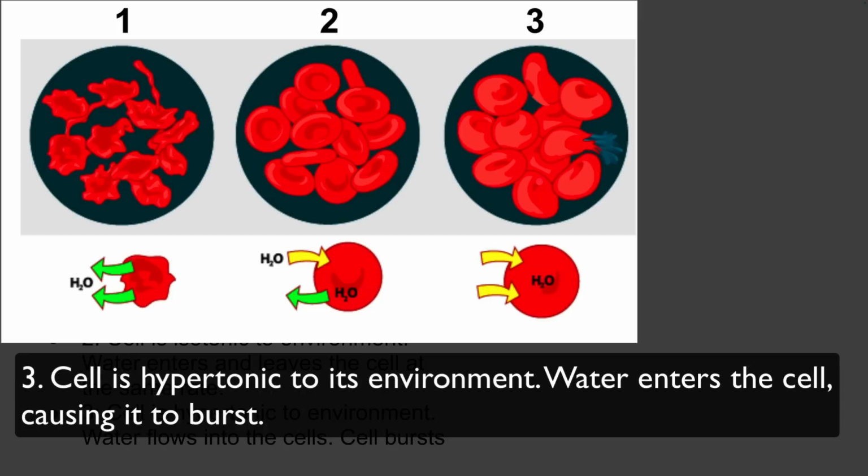And in situation 3, the cell is hypertonic to its environment, and therefore water is flowing into the cells. And because there's no cell wall, the membrane can't really stop the inward force, and the cell will ultimately burst.